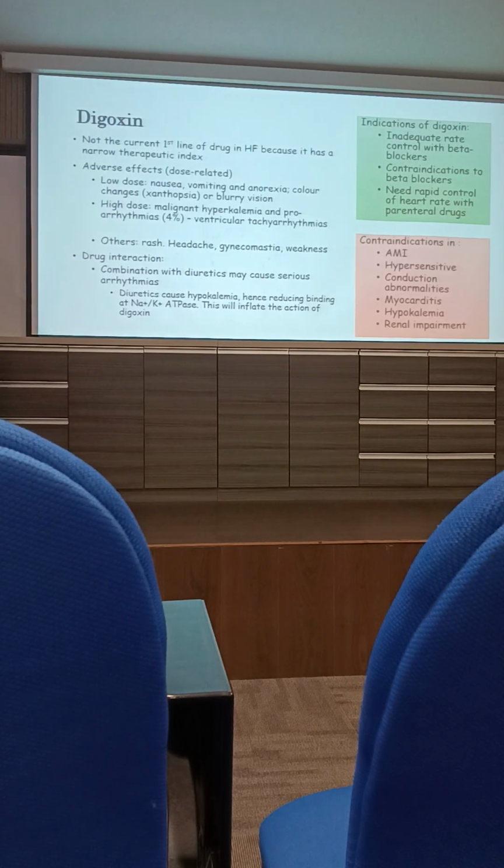And you need rapid control of the heart rate with parenteral drugs. So digoxin can be given intravenously if the patient has tachycardia but you do not want to impair the contractility. You can give digoxin, okay, because it reduces heart rate quite fast. So contraindications are: the patient is hypersensitive to digoxin, acute myocardial infarct, conduction abnormalities, myocarditis, hypokalemia, and renal impairment.